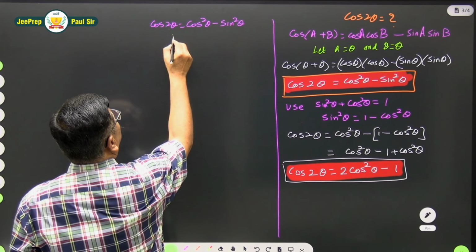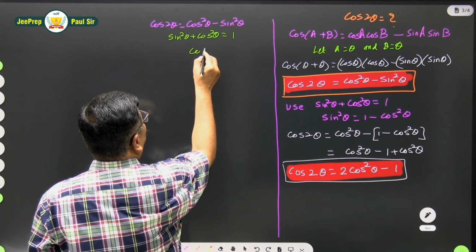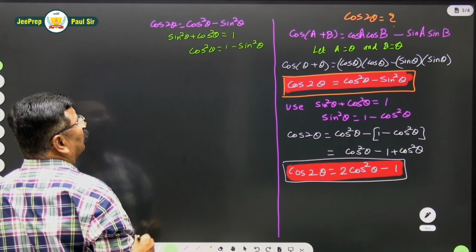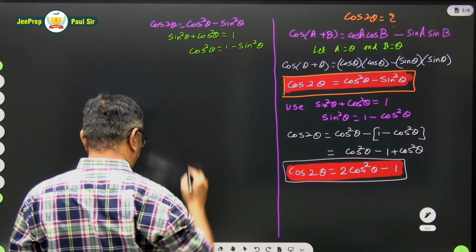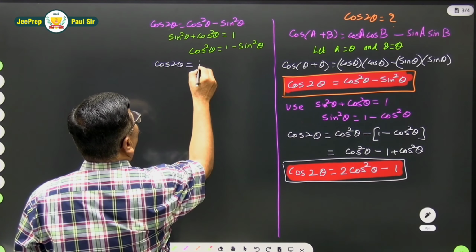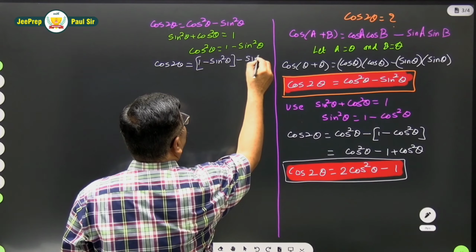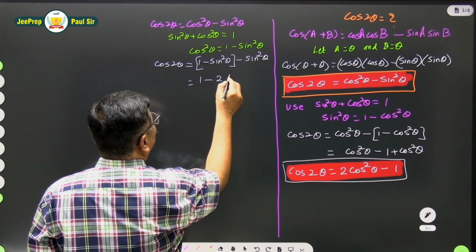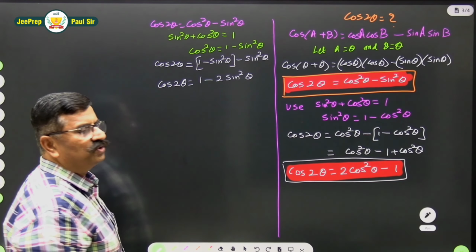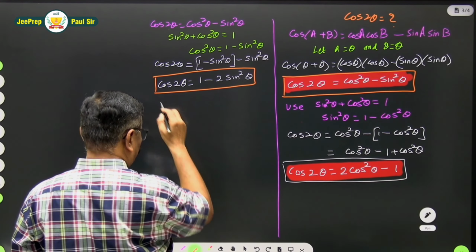But sine square theta plus cos square theta is equal to 1. Therefore, cos square theta is equal to 1 minus sine square theta. So the value of this cos square theta I will substitute here. And so I will get cos 2 theta is equal to 1 minus sine square theta minus sine square theta. So this will be 1 minus 2 sine square theta. So therefore, another formula for cos 2 theta is 1 minus 2 sine square theta. So this is the third formula for cos 2 theta.